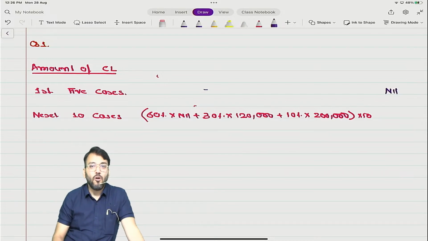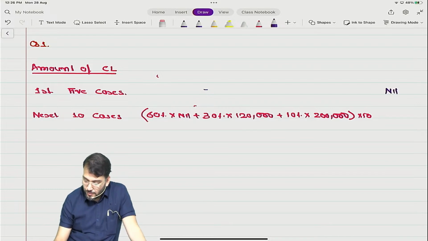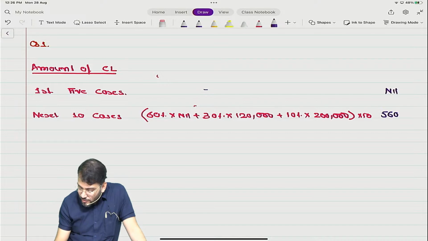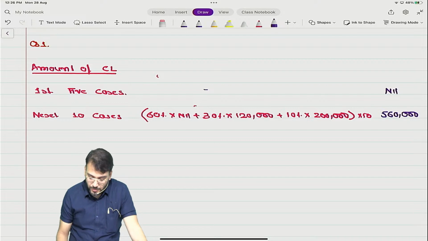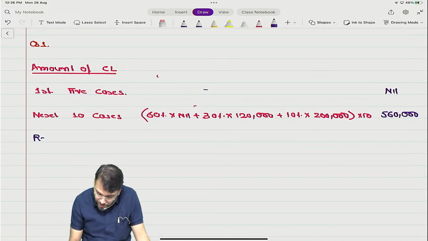This is the weighted average of all possible outcomes. How much is the amount coming? 5 lakh into 10 you have done? 5,60,000. Then you will do the remaining 5 cases.